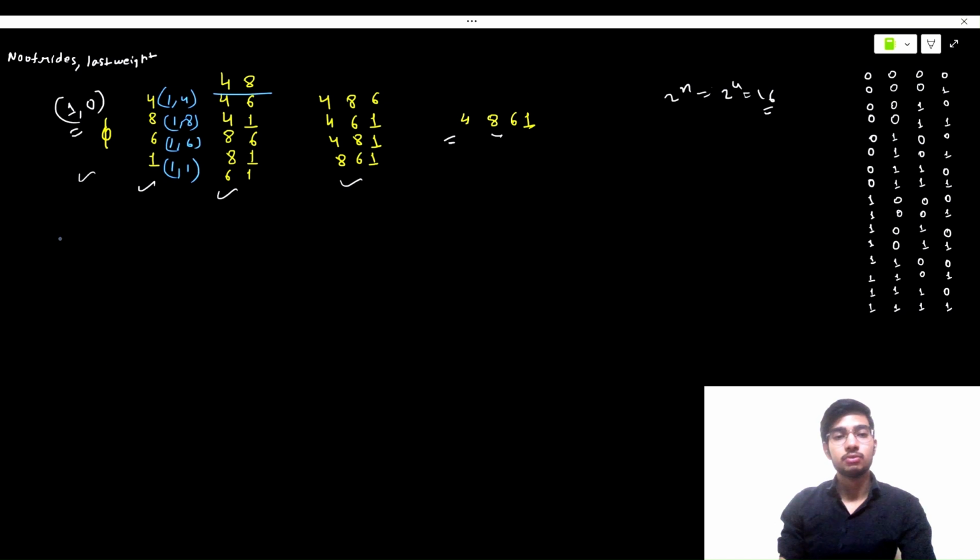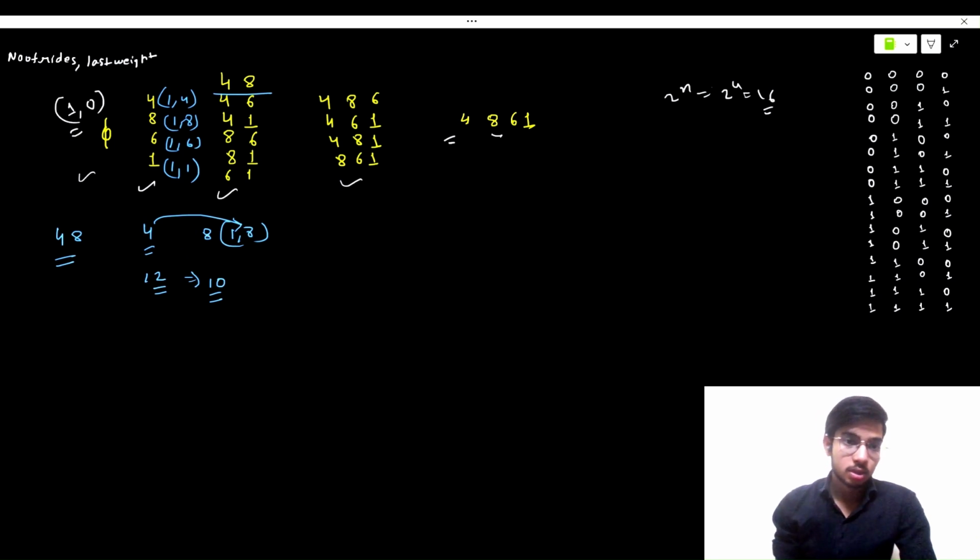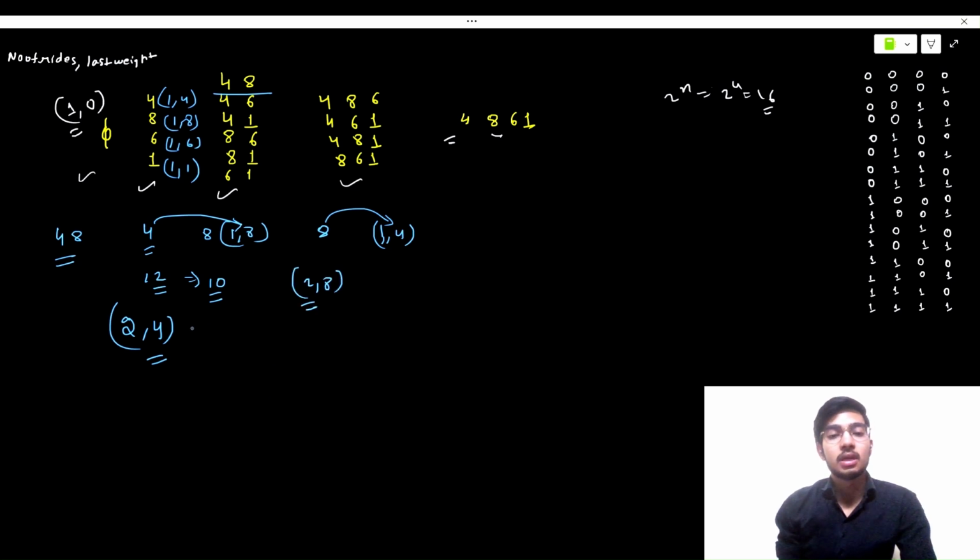Now let's try to process this one, 4, 8. If you process 4, the previous state is going to be 8, that is 1, 8. Can you process it? No, you cannot, because if you process it, the weight would be 12, which is not allowed. The allowed weight is only 10. Now you have to take another light and the last weight is 4. Now if you process 8, it depends on the previous state 1, 4. Can you process it? No. Again, the weight would be 12 and the allowed weight is 10. So you have to take another light and the last weight is 8.